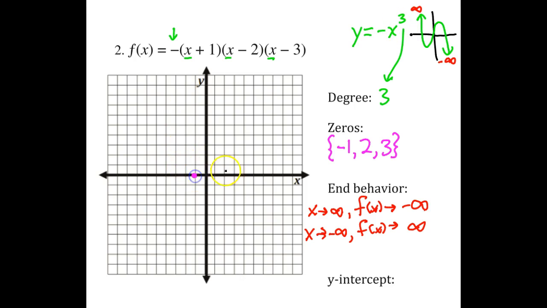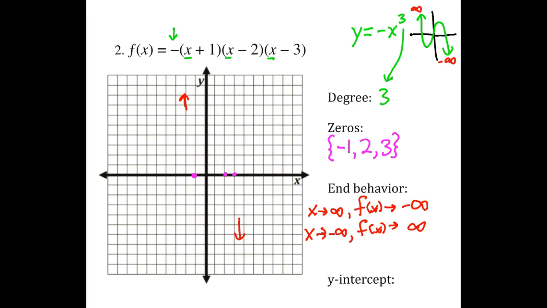We have negative 1, 2, and 3. And from over here, we know the graph will go that way and then go this way. We go to negative infinity that way.